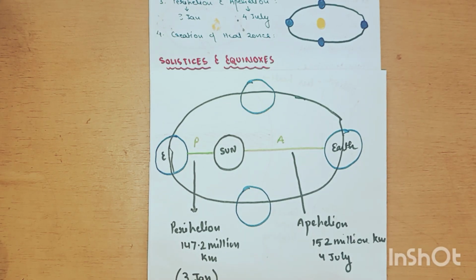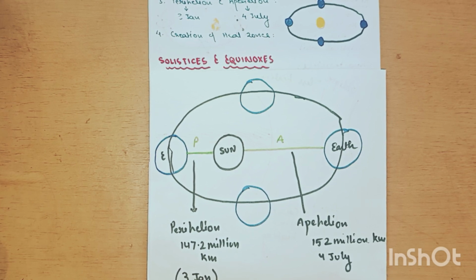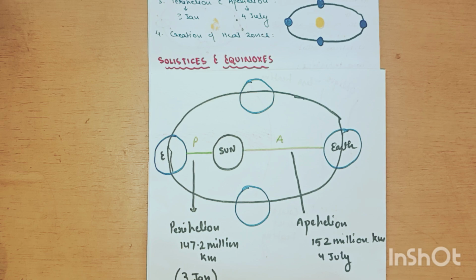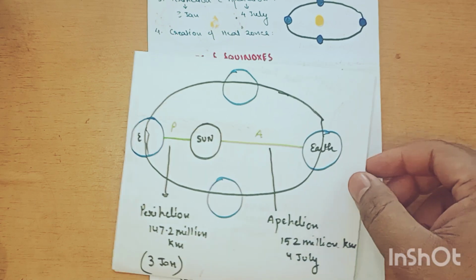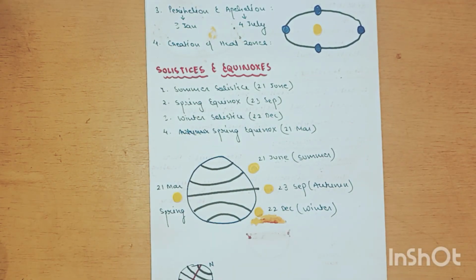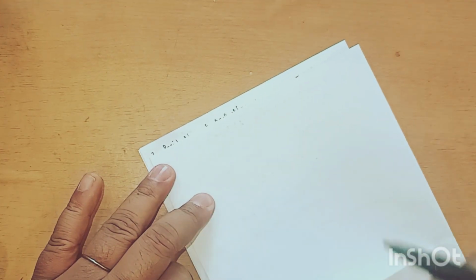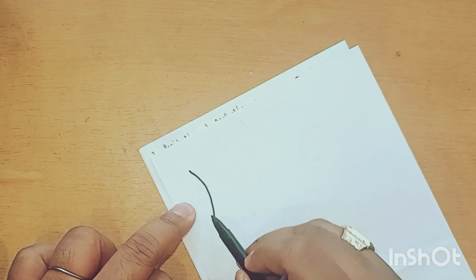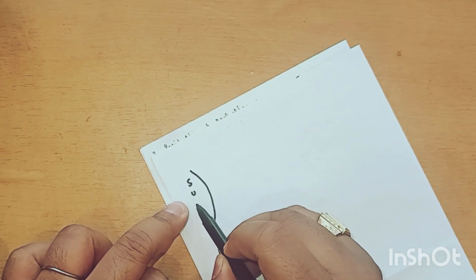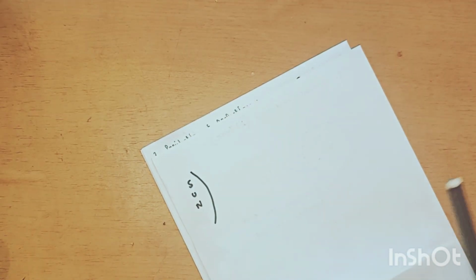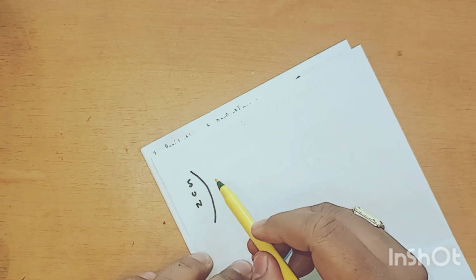So after understanding the perihelion and aphelion position, let's move on to the next effect, the creation of heat zones. Now because of the revolution there is one more effect, that is the creation of heat zones. Now how and what are these heat zones, let's understand this thing. So again coming to the same figure, this is your sun, and because of the sun's rays the earth is differentially heated.